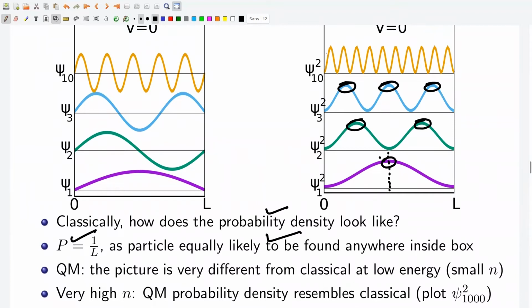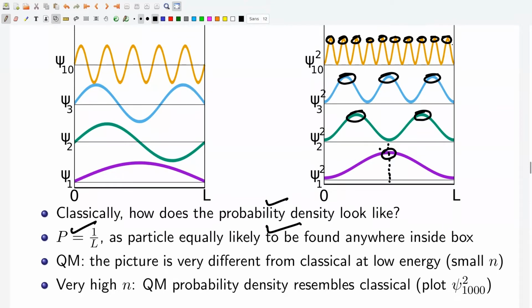However, if you look at some high energy, then you see that the probability density appears to be more equally distributed inside the box. Thus, if we go to a very high value of n, the quantum mechanical probability density will resemble the classical probability density.